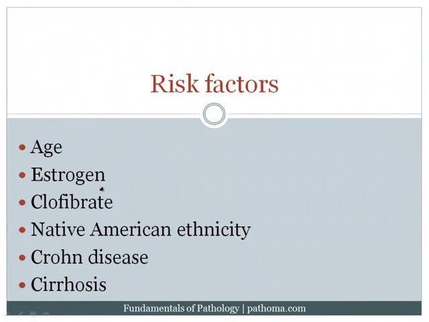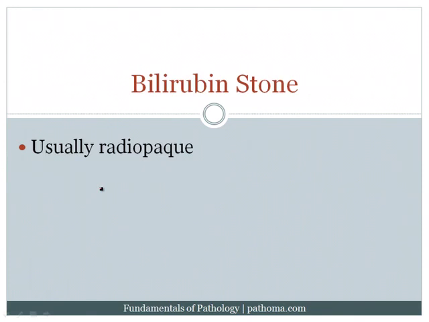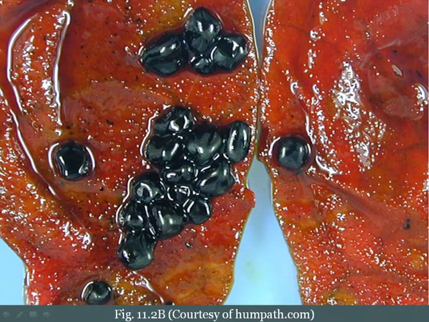And finally, cirrhosis would increase the risk, and that's because when there's cirrhosis, there's decreased production of bile salts by the hepatocytes. So again, cholesterol would not be able to solubilize, and hence there would be an increased risk of precipitation. Bilirubin stones are usually radio-opaque, so they show up on X-ray. And the classic feature of a bilirubin stone is that it would be black in color.